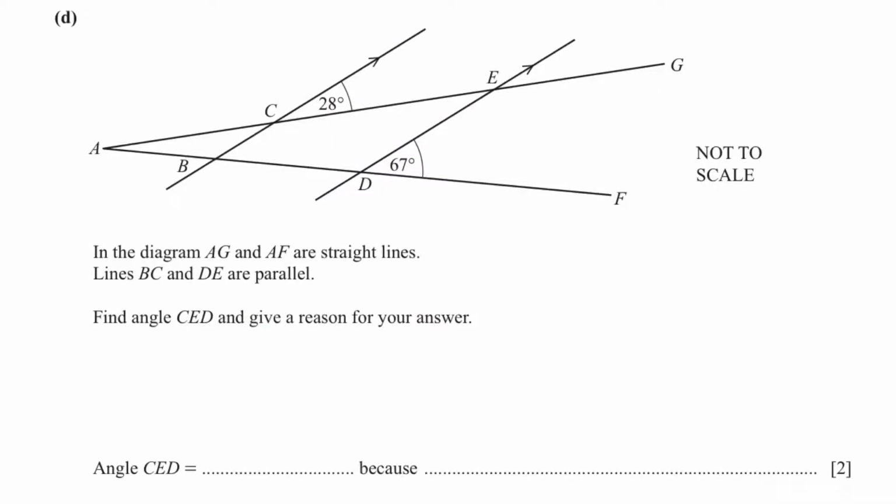In D, we have been given AG and AF are straight lines. So these are straight lines, and BC and DE are parallel to each other. Find angle CED and give a reason for your answer. This is the angle that we need to find.